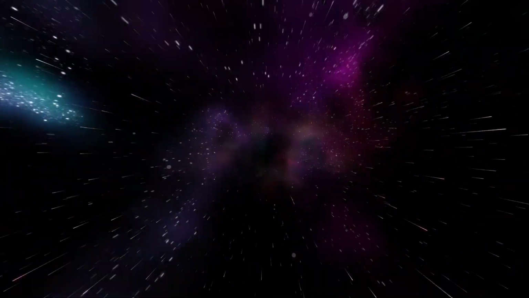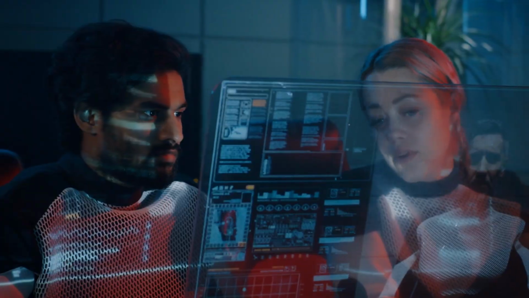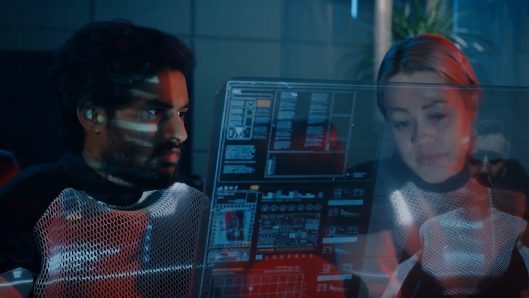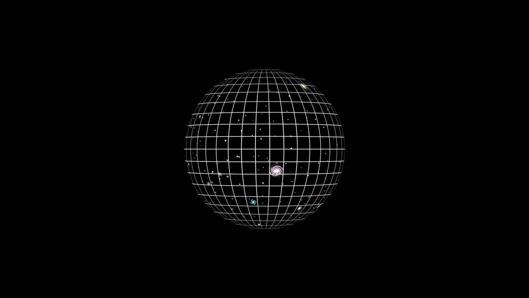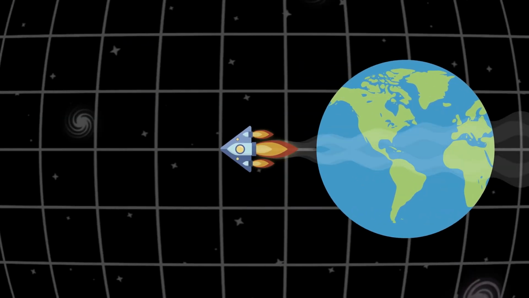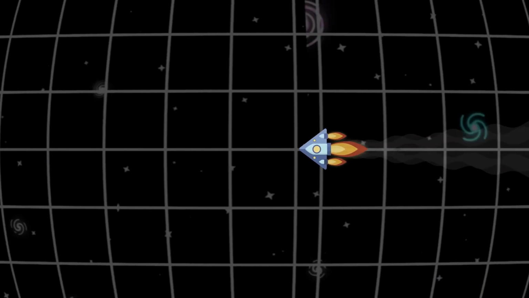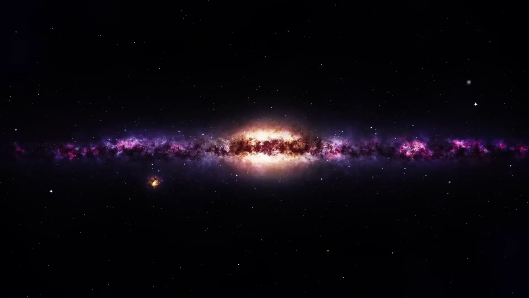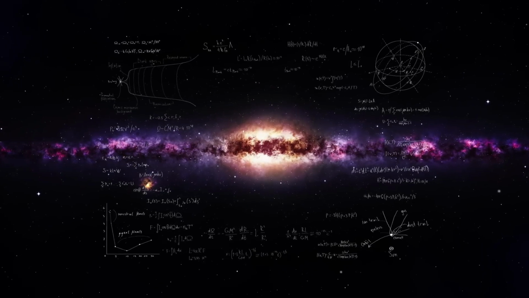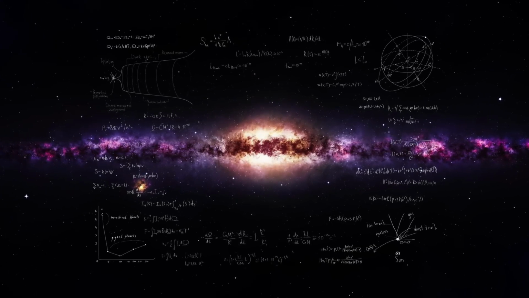We have no direct evidence of what lies beyond the observable universe. Some cosmologists propose a different idea. The universe might be finite but unbounded, like the surface of a sphere. In this model, if you traveled far enough in one direction, you would eventually loop back to where you started. For this to be true, the universe would have to be at least 250 times larger than the observable portion. A smaller finite universe would show noticeable curvature, which hasn't been observed.